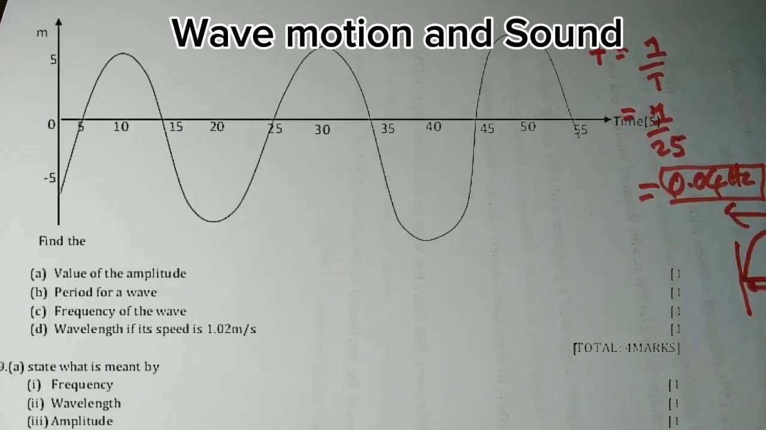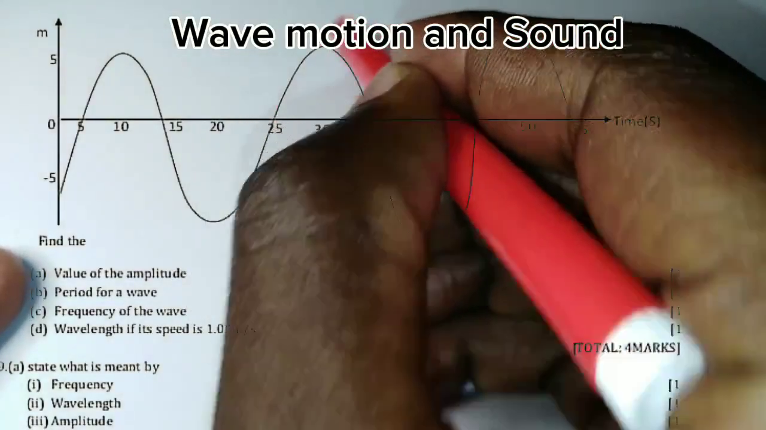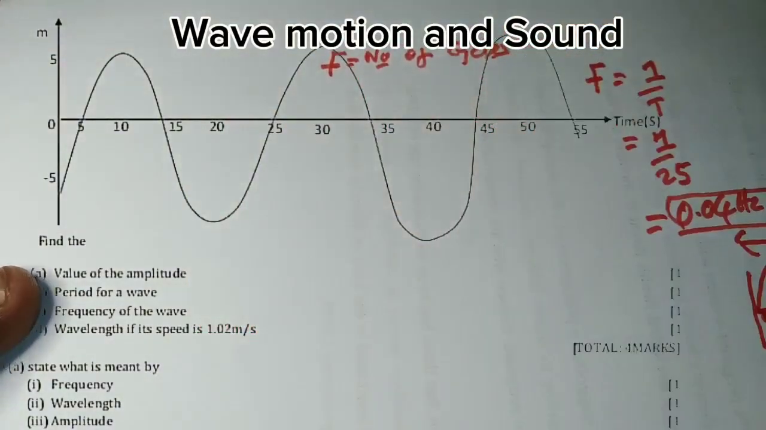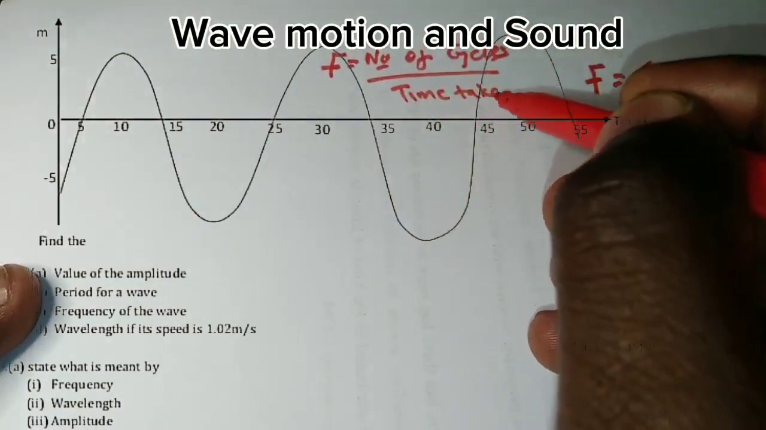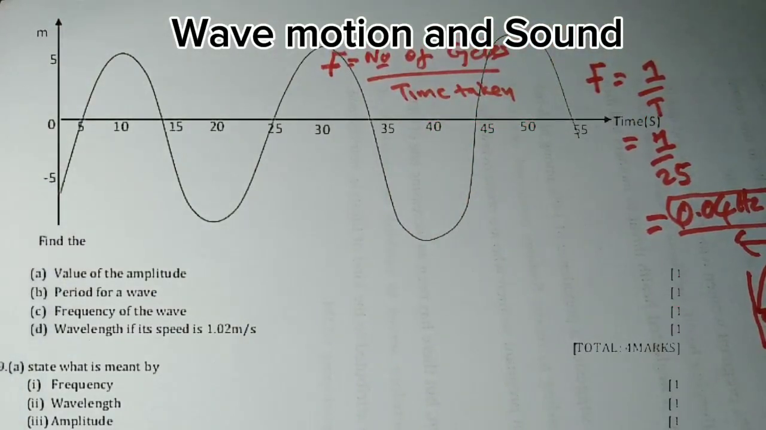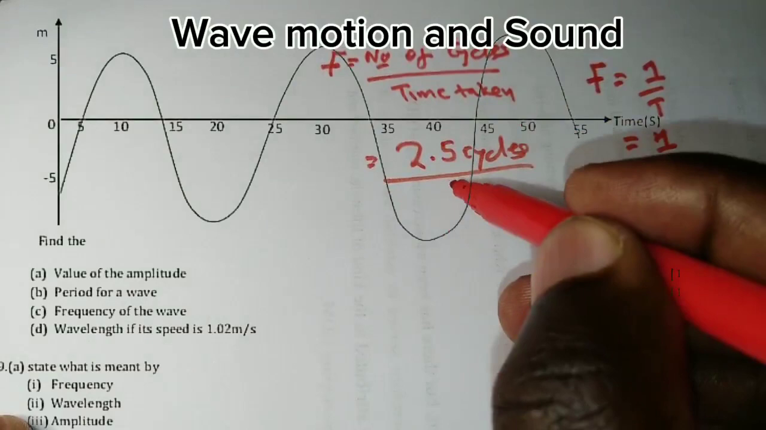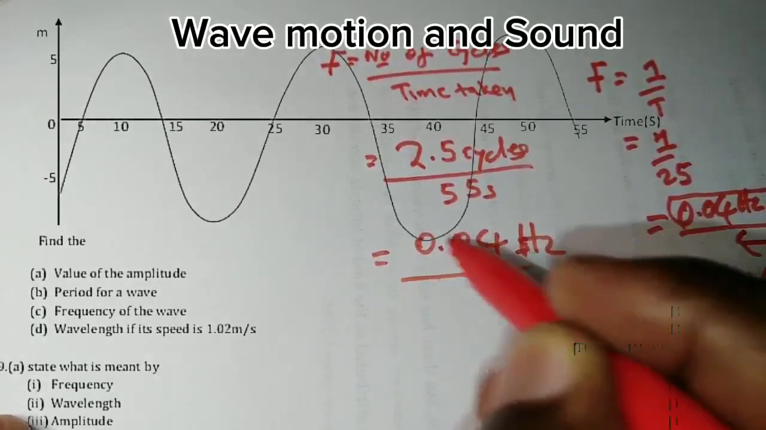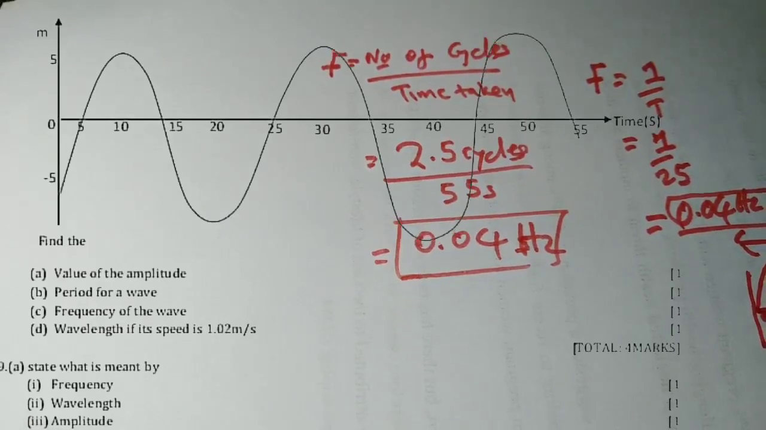Another formula we can use, from the definition of frequency, is that frequency is equal to the number of cycles or waves over the time it takes to form those waves. If we count these waves, we have one wave, two, so 2.5. So that is 2.5 cycles over the time it takes, 55 seconds. We still get 0.04 hertz as our frequency. Question D says find the wavelength if its speed is 1.02 meters per second.